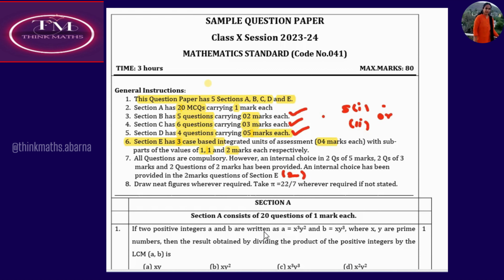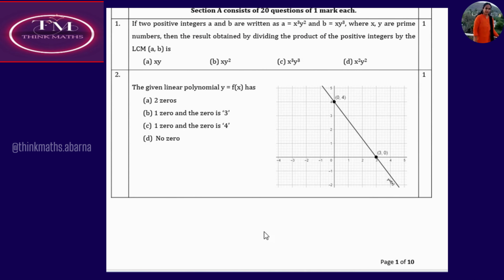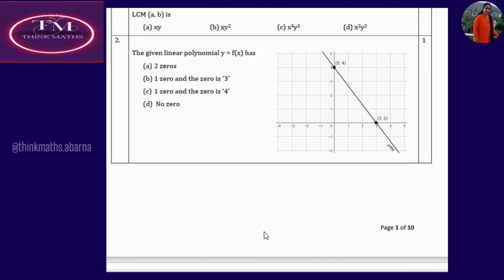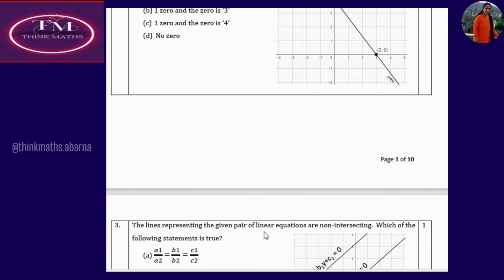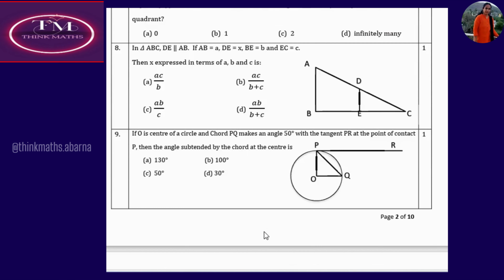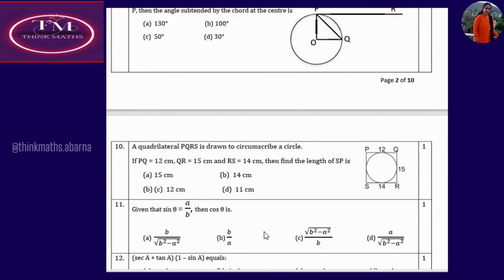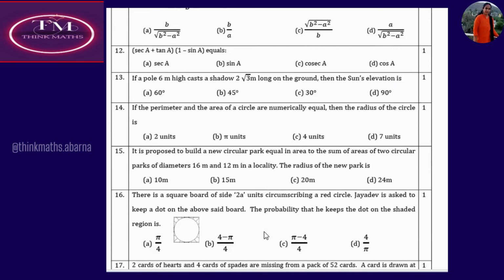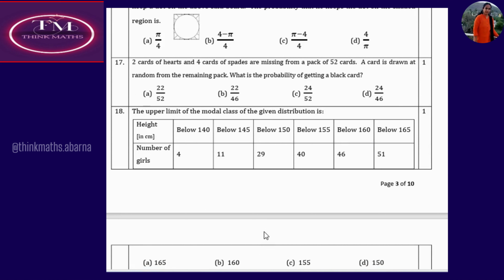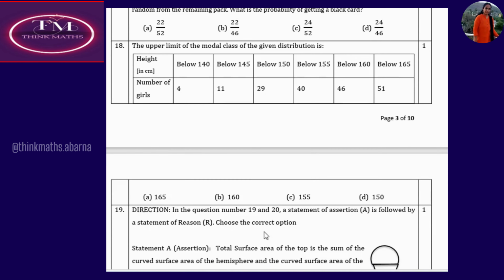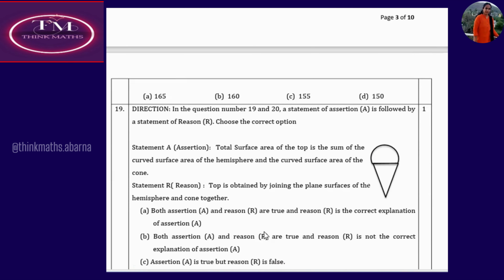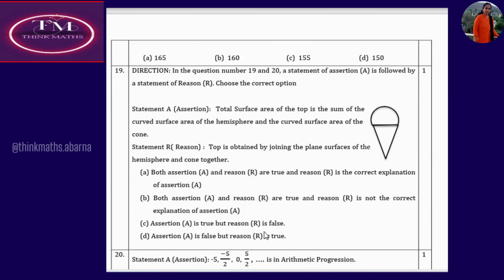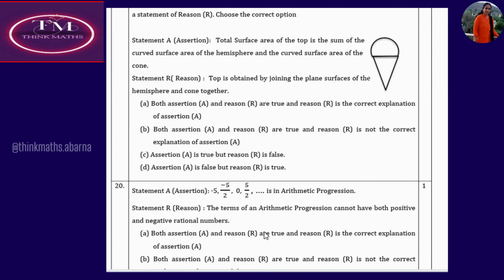Now look at the questions, how it is given. In section A, you have 20 questions. Each question will be 1 mark. From each chapter, there will be 2 questions or 1 question. So you have 1 mark in section A, which is MCQ. Children, you have questions in statistics, where they are asking for the upper limit of the modal class. The 19th and 20th questions are assertion and reason based.